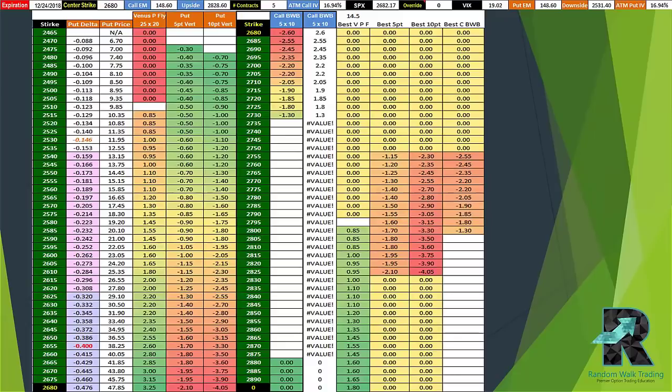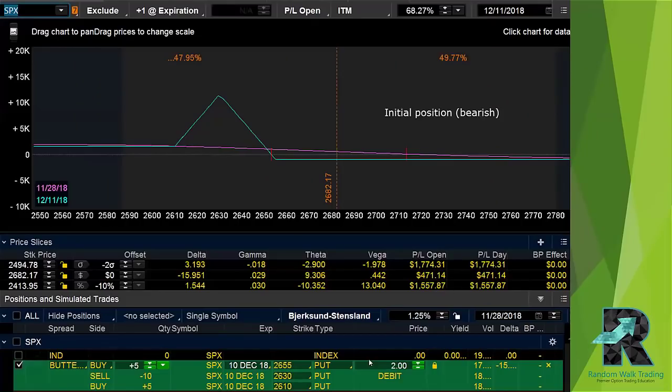So here's a recent example we did in class. This is a December 10th expiration. So 2655, 2630, 2610 put butterfly. Got filled for a $2 debit. I want to say it was like $3 or $3.50 when we initially looked at it. Market rallied and we got filled at $2.